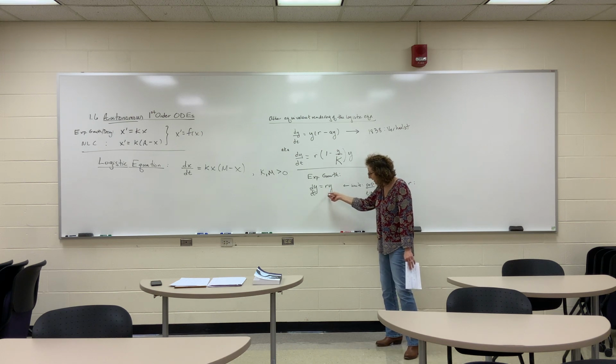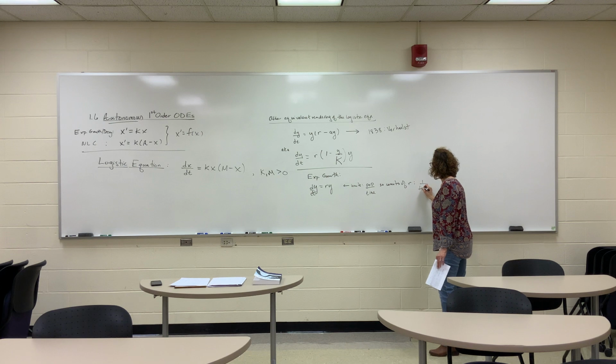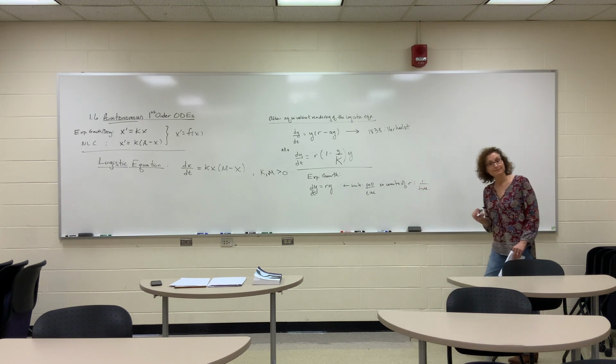Good, well, right, the units of both sides have to match. The units of y are population, right? So units of r are 1 over time. Yeah? Okay.